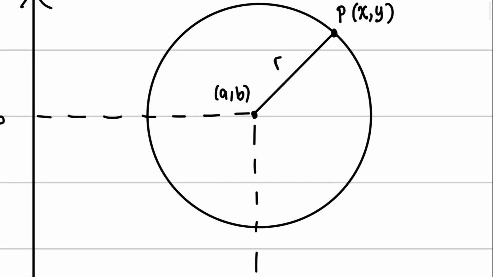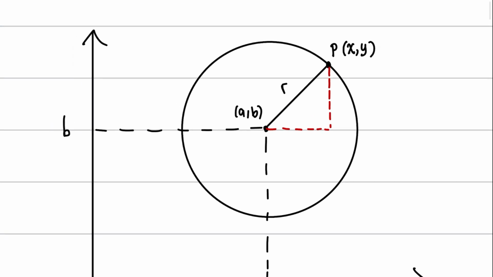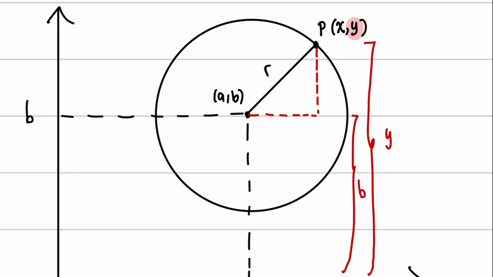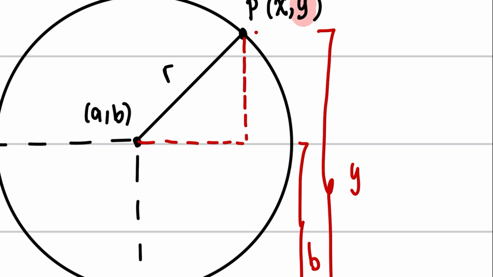So we can construct a right angle triangle from here. Okay, and then we need to find the height and also the width of this triangle. So how do we find that? First things first, we know that this length is y because the coordinate is y, right? And also we know that this is b because the coordinate of our center is at b. So the length of the height is just y minus b.